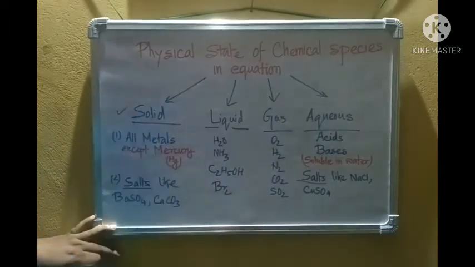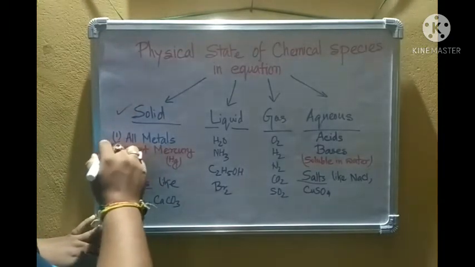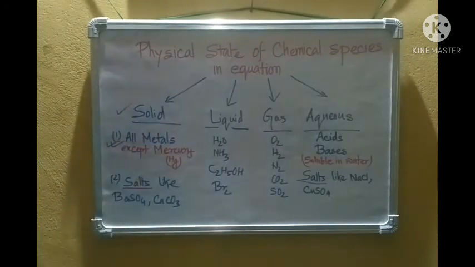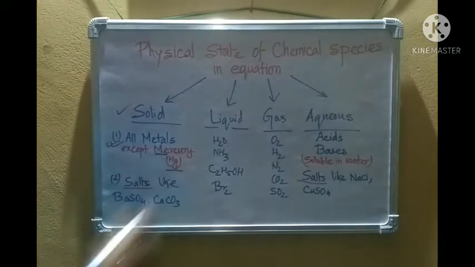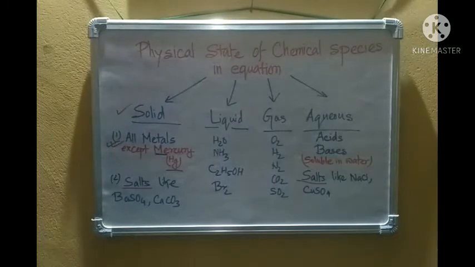So let us consider the solid state first. You can consider this as an unsaid rule that all metals, may it be sodium, potassium, calcium, magnesium, are always present in a solid state whenever they take part in a reaction, but the exception is mercury. Why mercury? Because we all know that mercury is a metal which exists in its liquid form. So this is an exception.